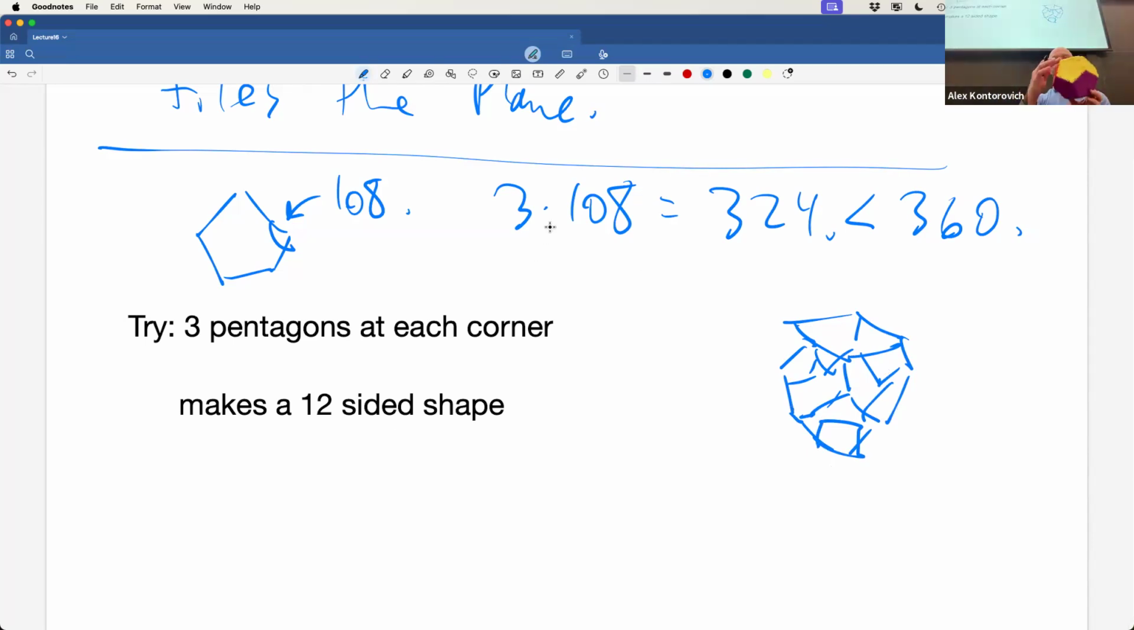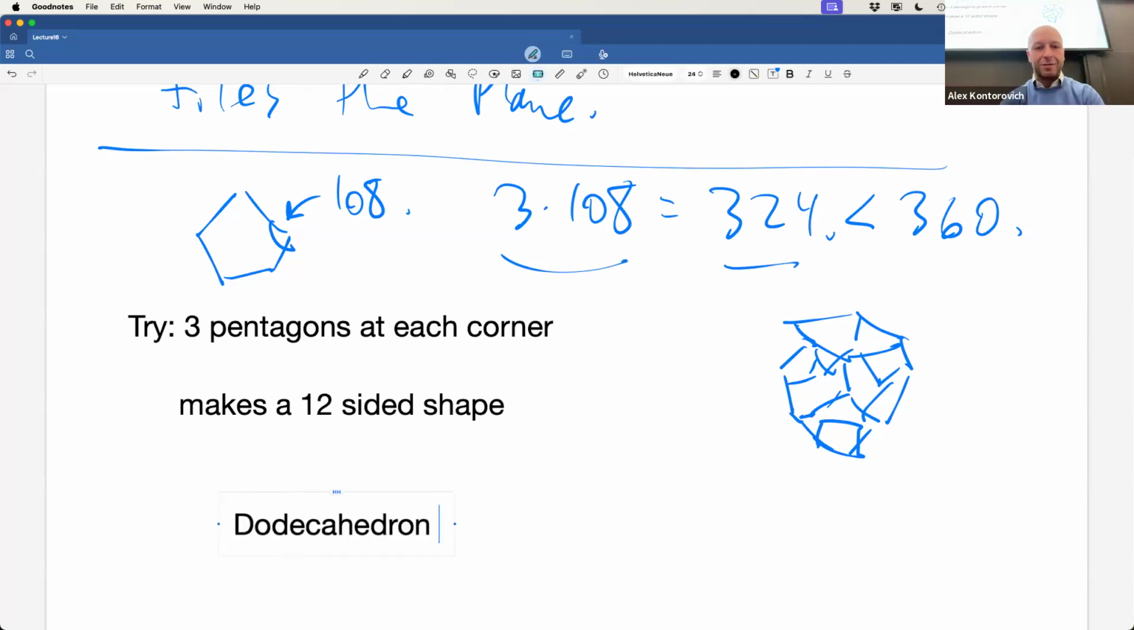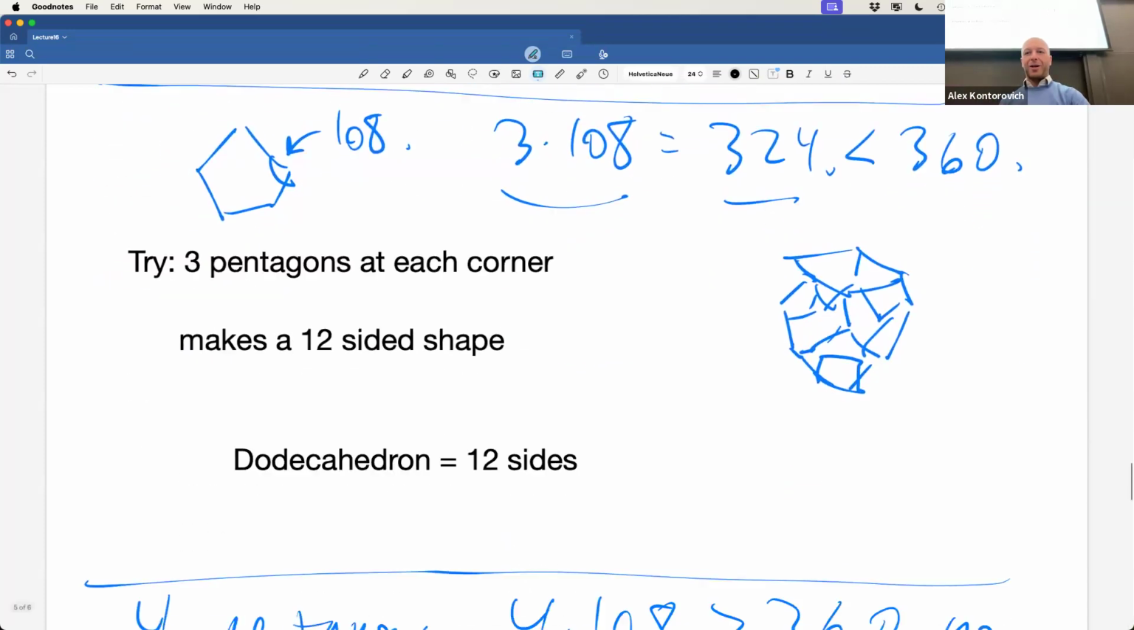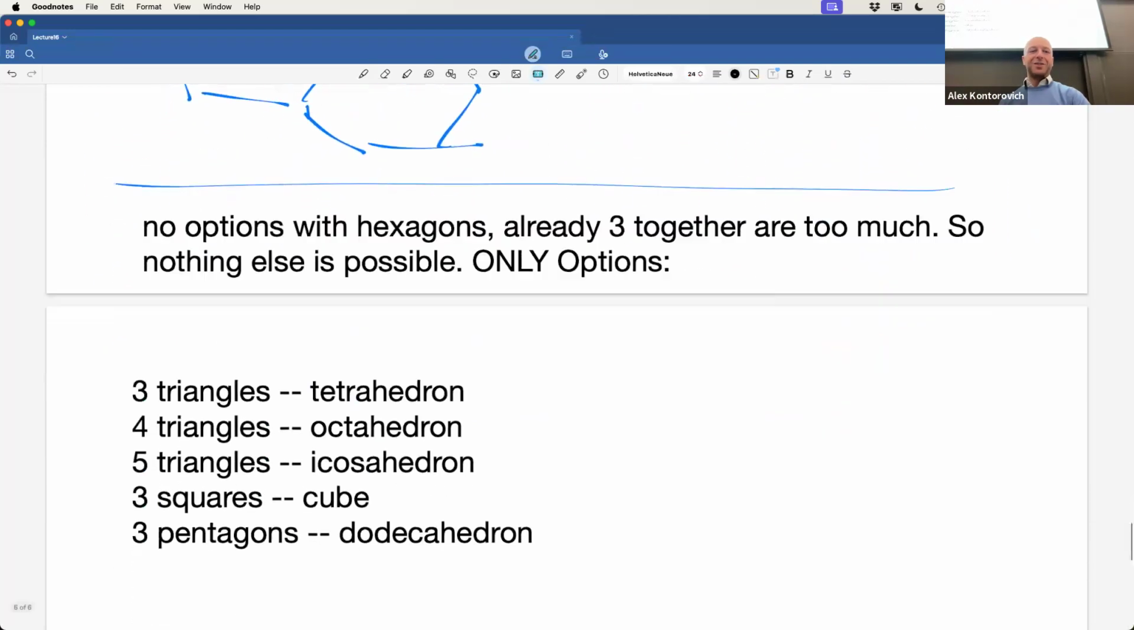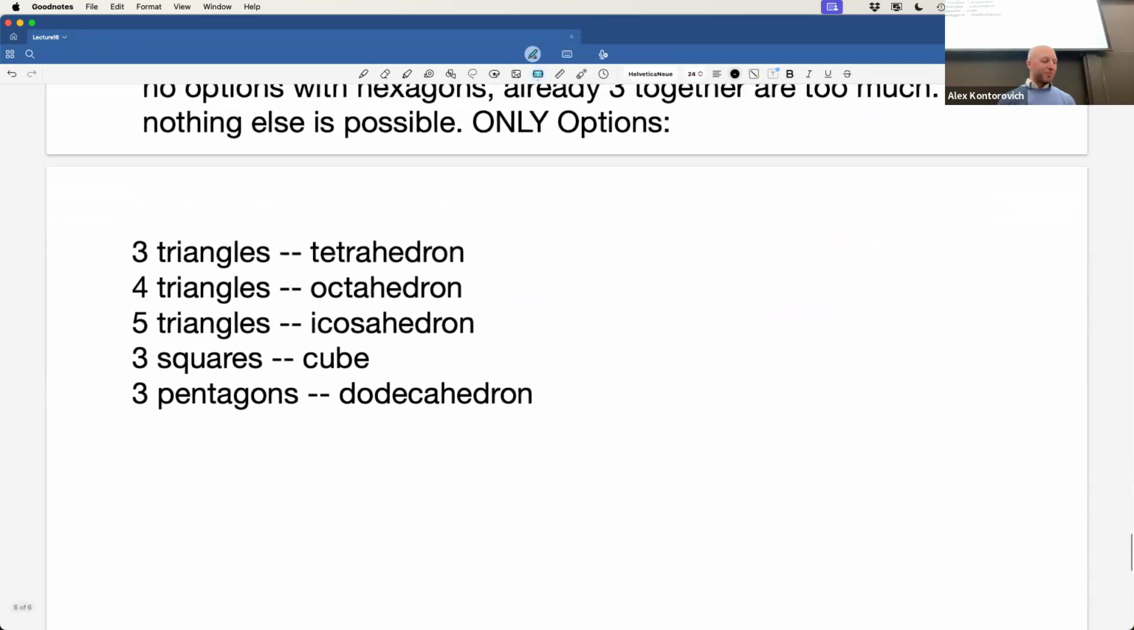And again, 3 pentagons works because 3 times 108 is less than 360. And 12 is called a dodecahedron. Dodeca equals 12. Regular 12-sided shape. These have interesting properties. I'll just illustrate a couple of these. Where's my octahedron? Oh, of course, I would have to take this apart to show you the octahedron.